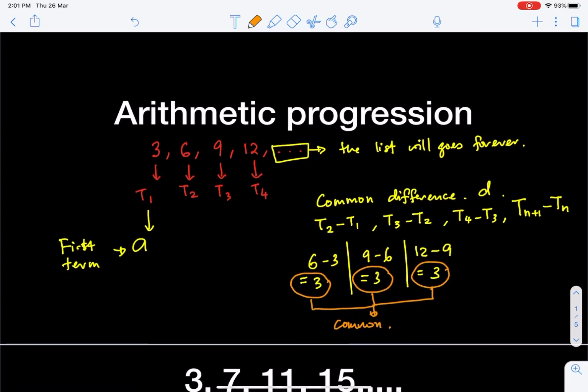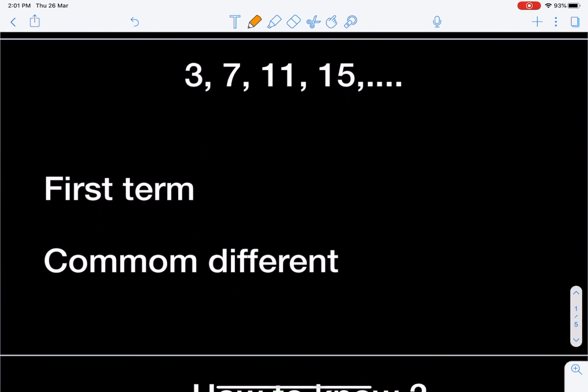Okay, next we look at one example. We have here 3, 7, 11 and 15. So the first thing that you need to do for this question is identify what the first term is. The question will ask you, what is the first term? So the first term here is 3. Okay, so this is your T1, T2, T3 and T4.